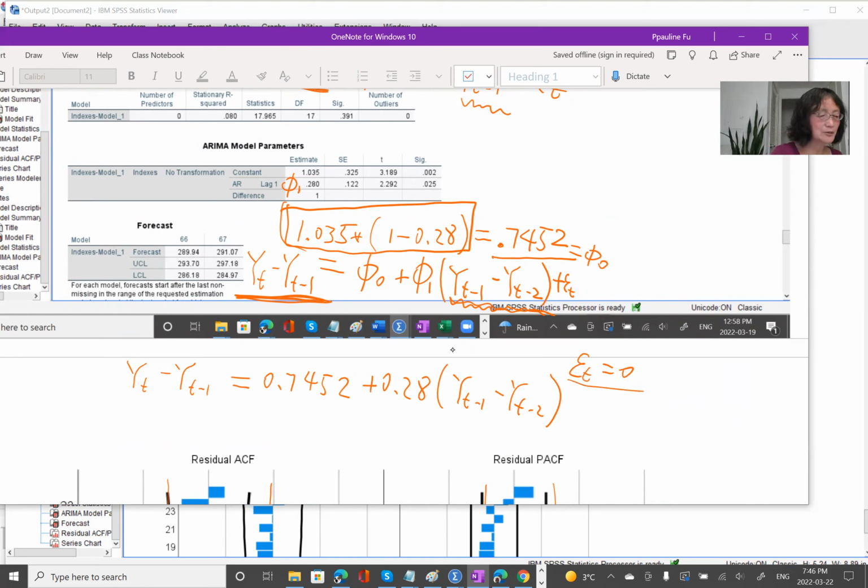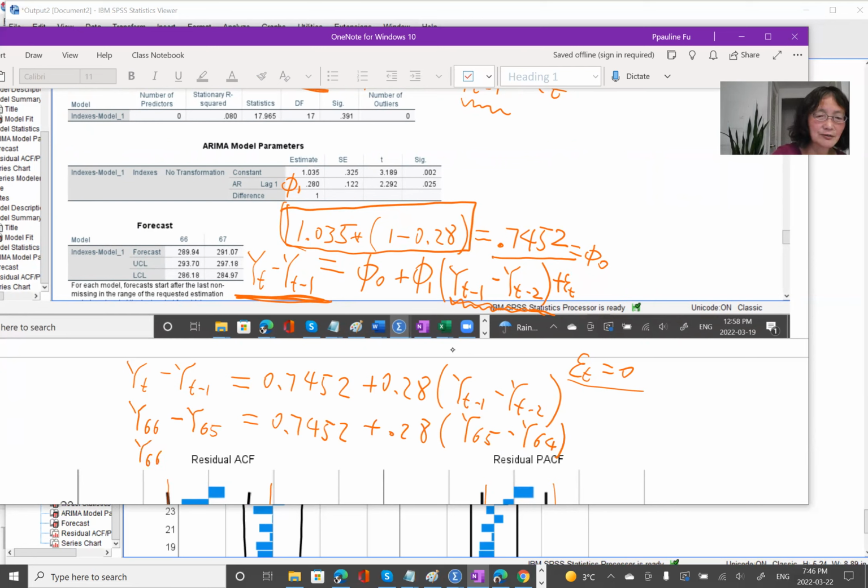So for example, let's do the forecast. Let's forecast 66. So if you want to do y66, t minus 1 becomes 65, right? So that equals 0.7452 plus 0.28. T minus 1 becomes 65, t minus 2 becomes 64. Is that clear? So continue.